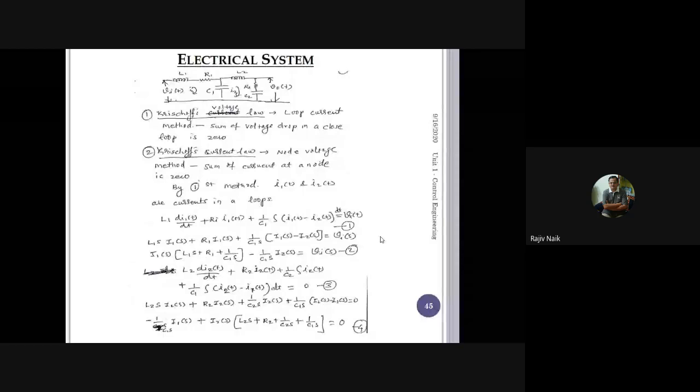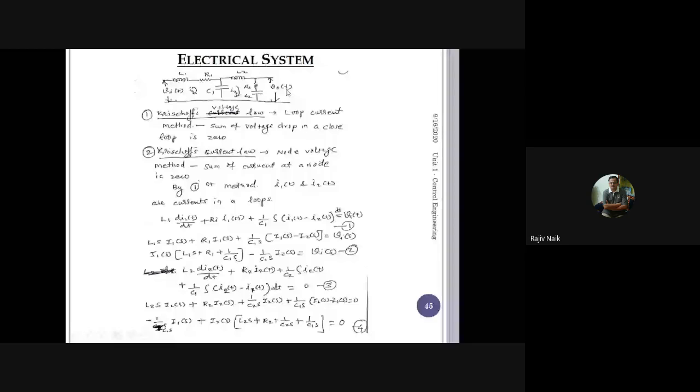Now we'll go to a more complex electrical system. This is one problem I have taken. Vi is the supply voltage, that is the input, and V0 is the output voltage, that is the output. It passes through one inductor L1, resistance R1, and capacitor C1. Similarly, it is further connected in another loop with L2, R2, and C2. The output is taken across this resistance and capacitance together as the output voltage.